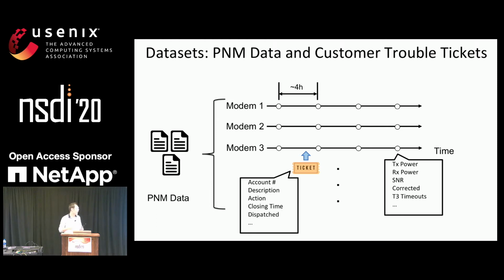Similarly, in our data set, each customer ticket also contains a list of ticket fields, such as the account number that reports the ticket, the description for the ticket, the action, and so on. The full list of the PM metrics and the ticket fields can be found in the paper. We describe them in great detail.